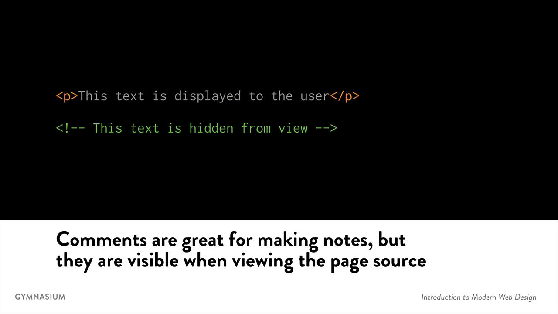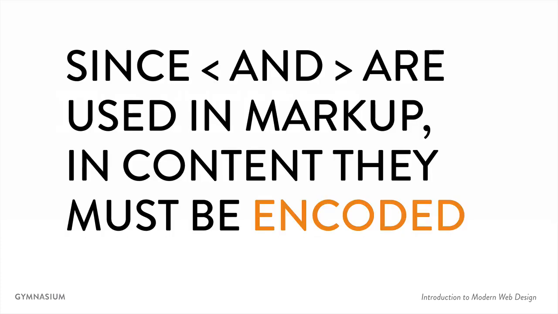Now, as we've been looking at all of this markup, we've seen the opening and closing angle brackets, or the less than and greater than symbol, frequently used with our tags and other markup related bits. Since they're used so frequently in markup, these are characters that must be encoded. Because if we just put them nakedly in our document, the browser might think we're trying to open an element.